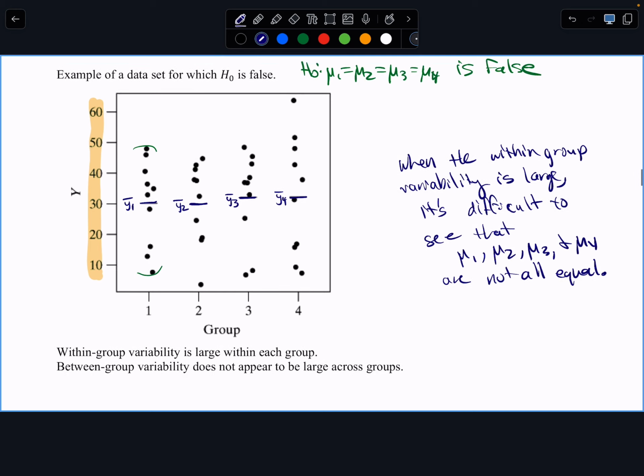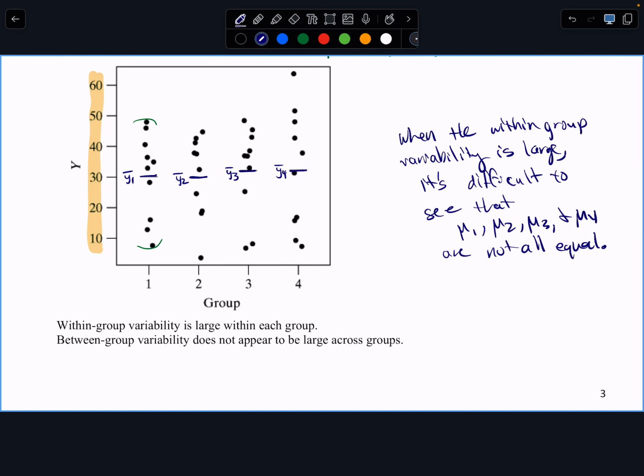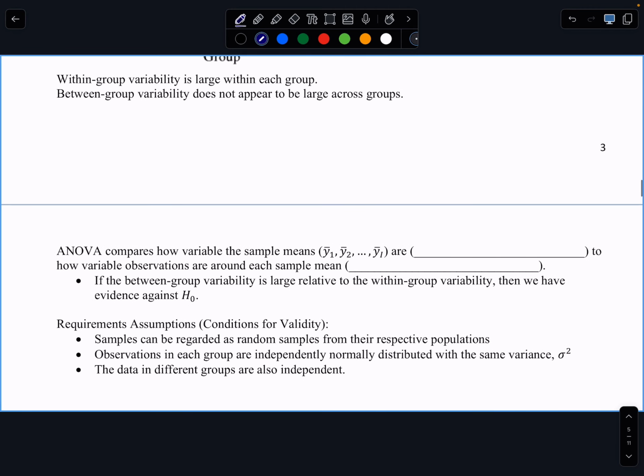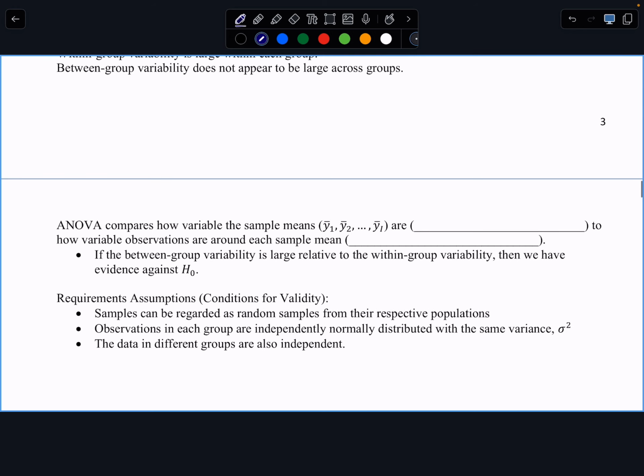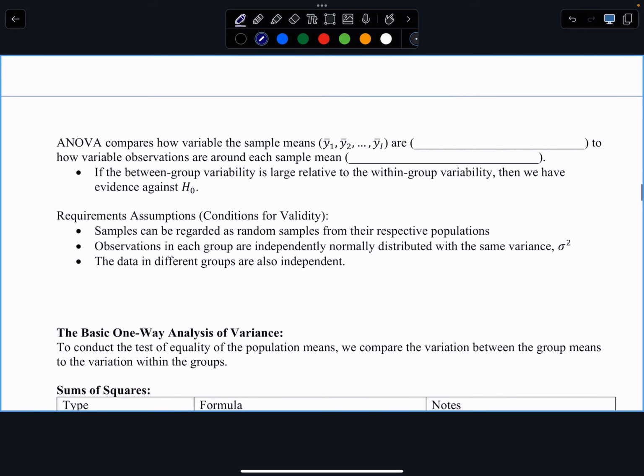All right. So with that being said, we'll probably never see this type of graph again. I was trying to walk you through while we're looking at variance. But this next part is stuff that you really need to know. ANOVA compares how variable the sample means are, that's the between group stuff, to how variable the observations are around each mean within group. So all throughout this chapter, I'm going to talk about between group and within group over and over again.